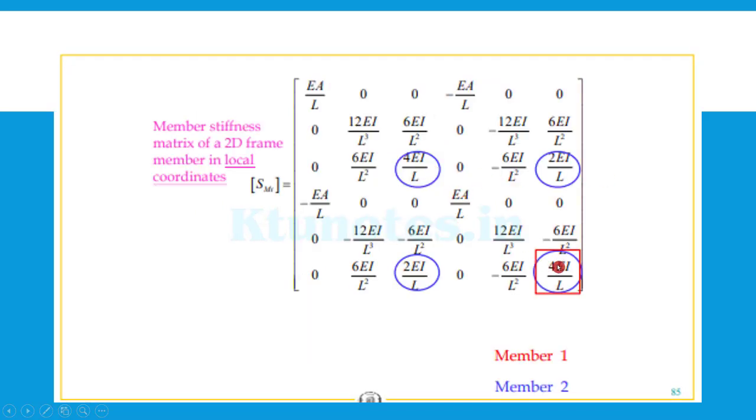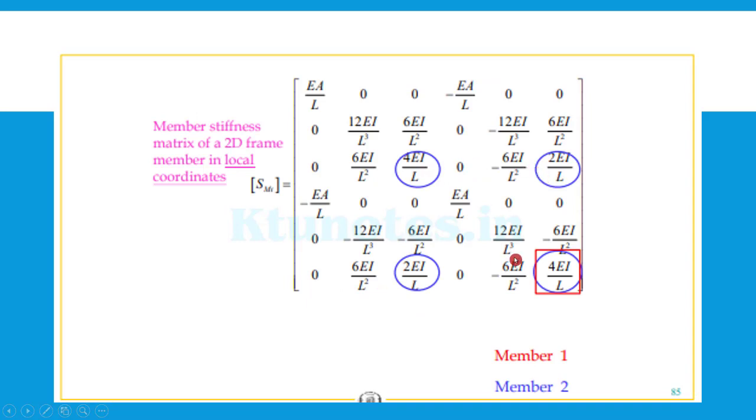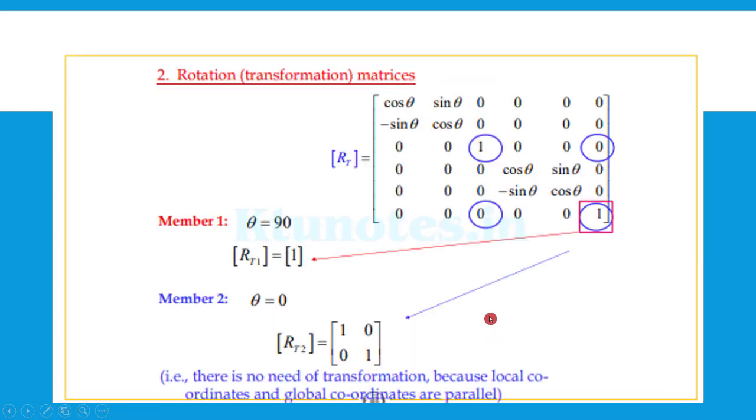This value is equal to EA into 1, which is equal to EA. For member 2 we have the matrix. It is picking up these values 1, 2, 3 and 4. I give you this is equal to EA, 0.5 into EA, 0.5 into EA.